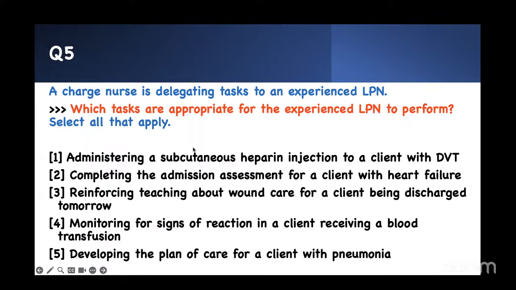And as you can see, number 1 is right. They cannot do the admission assessment. They can reinforce the teaching for a patient who is going to be discharged. They can monitor a blood transfusion, and they cannot develop the plan of care. So those are the right answers.